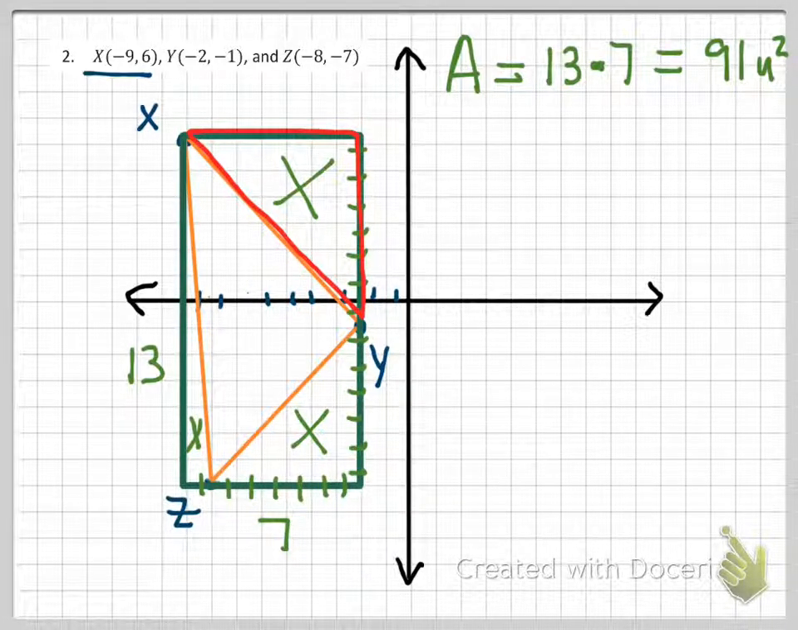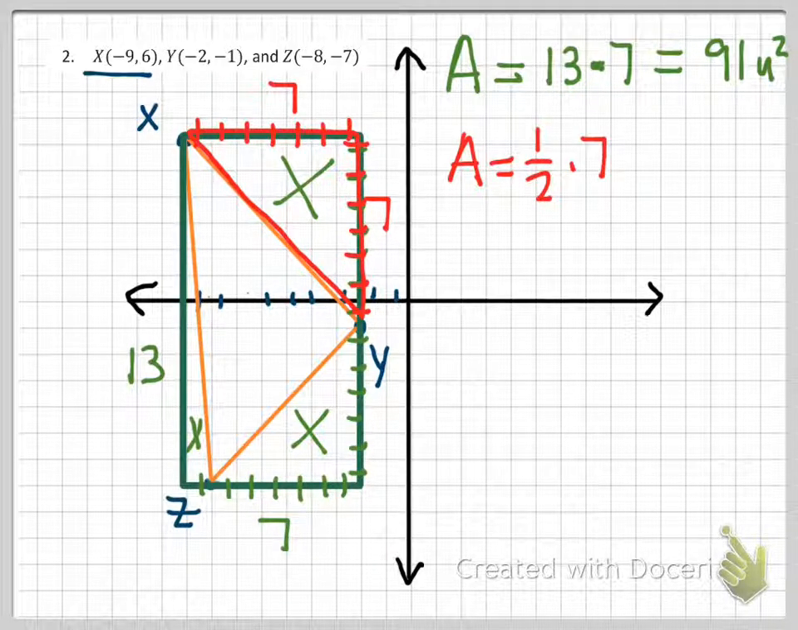The red triangle has a base of 1, 2, 3, 4, 5, 6, 7, so a base 7, and it has a height of 1, 2, 3, 4, 5, 6, 7. Base 7, height 7. So the area of the red triangle is 1/2 times the base 7 times the height 7. So half of 7 times 7. 7 times 7 is 49. Half of that would be 24.5. So this is 24.5 square units.